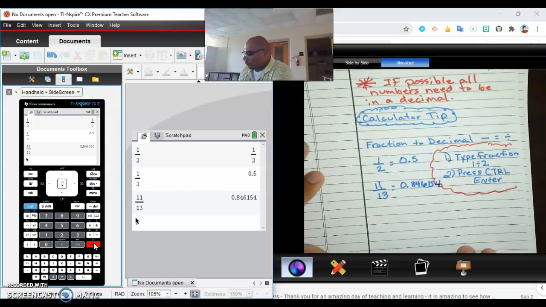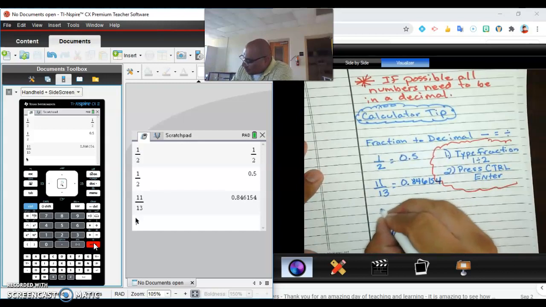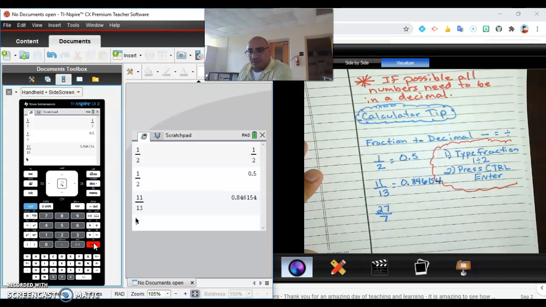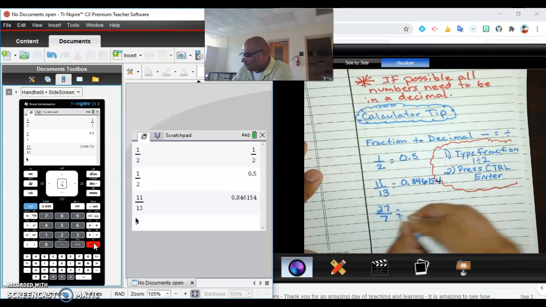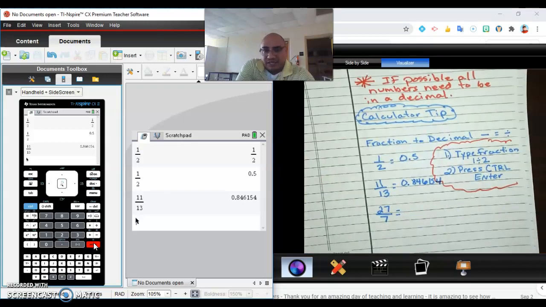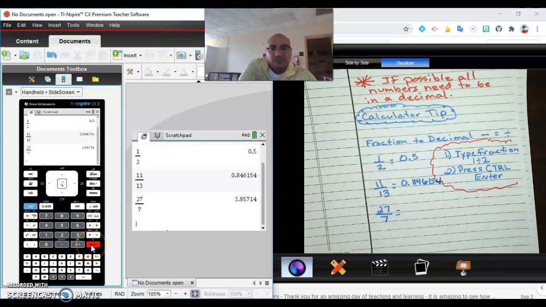Okay. Let's do another one together. What about if I wanted 27 over 7? Well, that doesn't look right, but you know what? It's still a fraction. It is an improper fraction. So same thing. You're going to type 27 divided by 7, then press Control Enter.